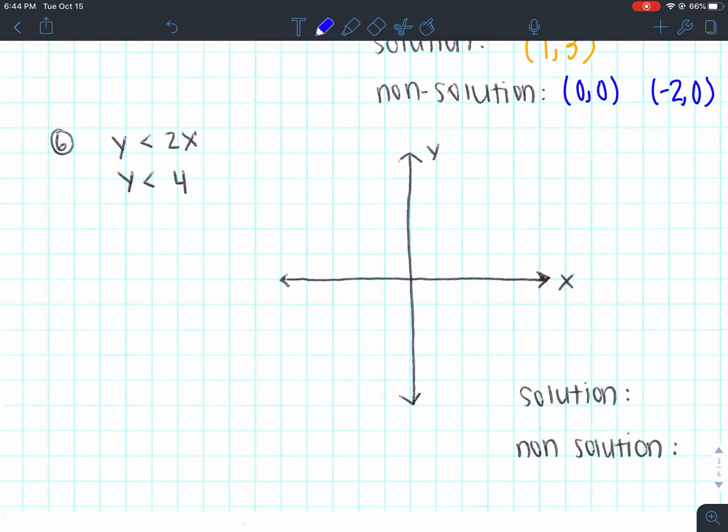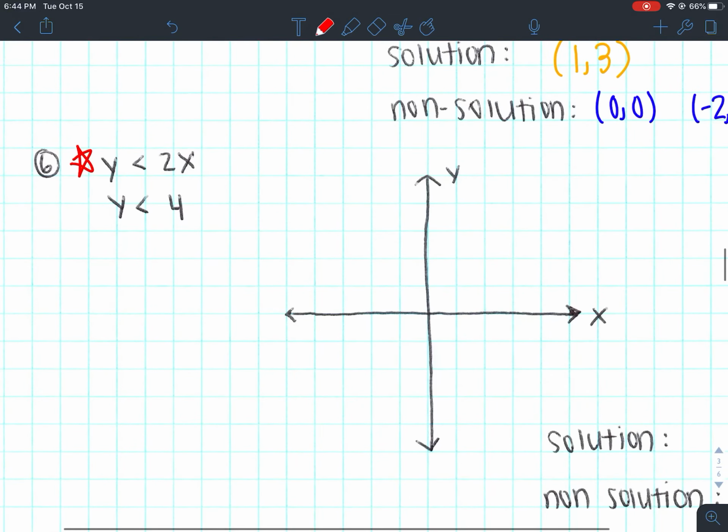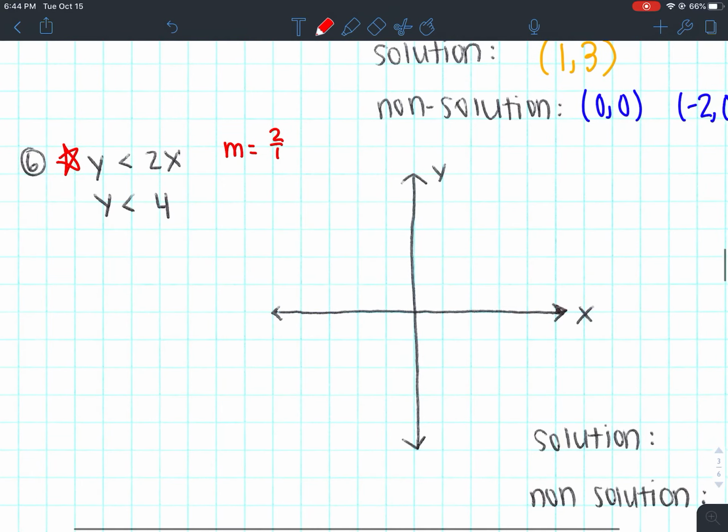All right, 6. y is less than 2x and y is less than 4. All right, so these are in slope-intercept form already. They just look a little weird. So with this one, we have y is less than 2x. Our slope here is +2, or 2/1, and our y-intercept is 0. So let's go ahead and graph that.